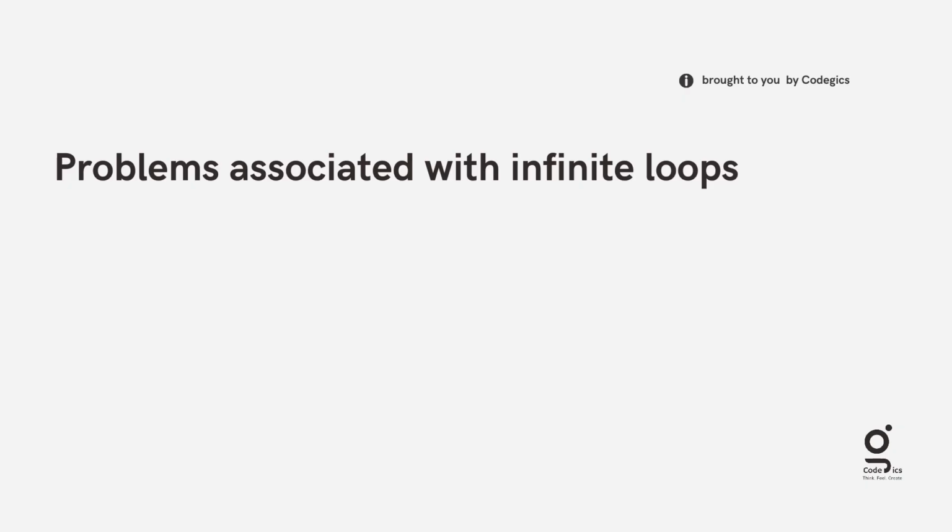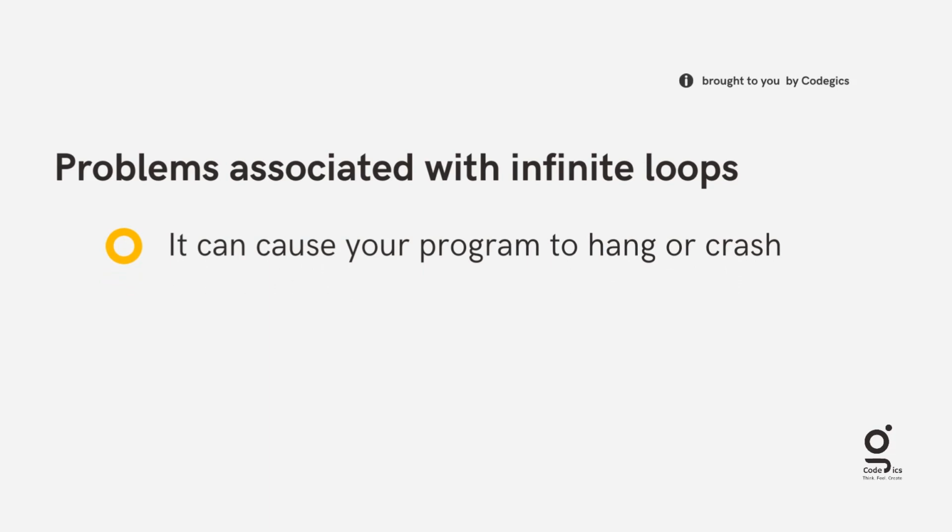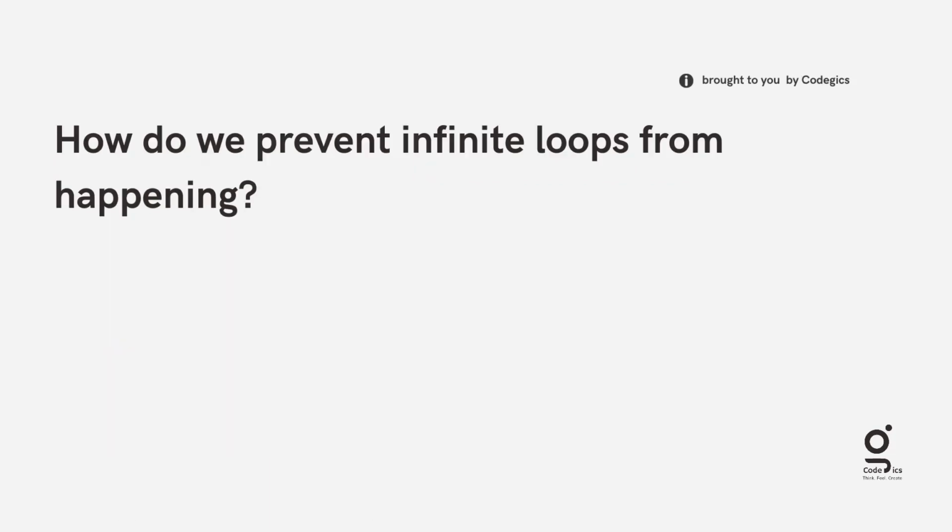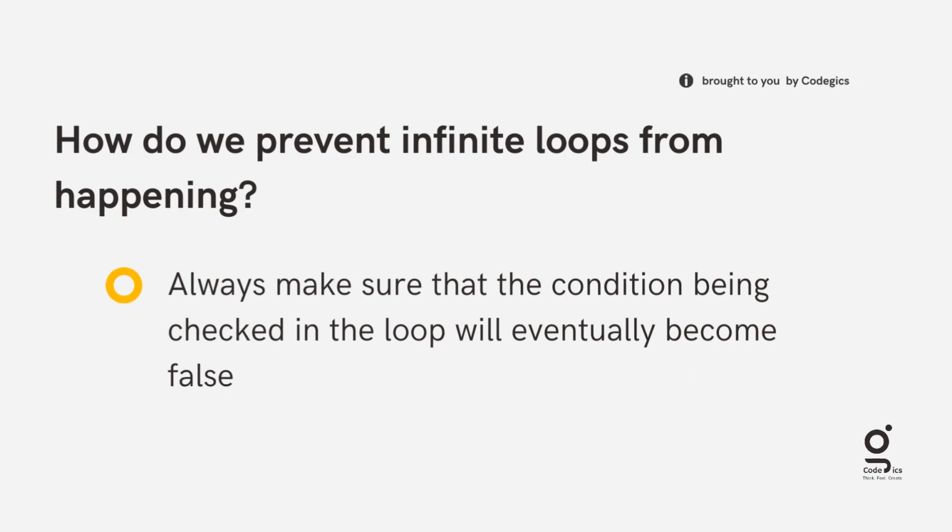Now, having an infinite loop in your code can be a real problem. It can cause your program to hang or crash and waste valuable system resources. So how do we prevent infinite loops from happening? The first thing to keep in mind is to always make sure that the condition being checked in the loop will eventually become false. This means that the loop should have some way of terminating, whether it's through the value of a variable changing or a certain condition being met.